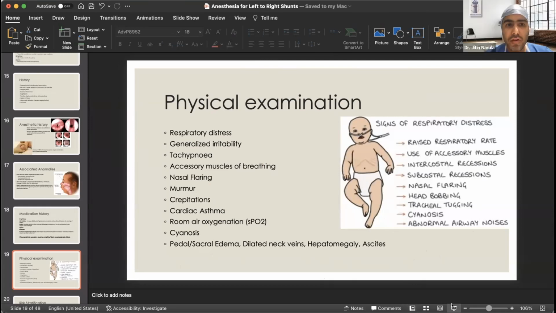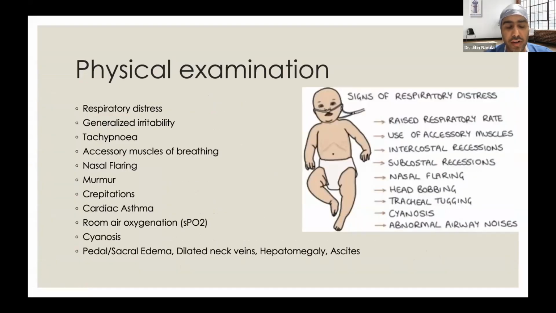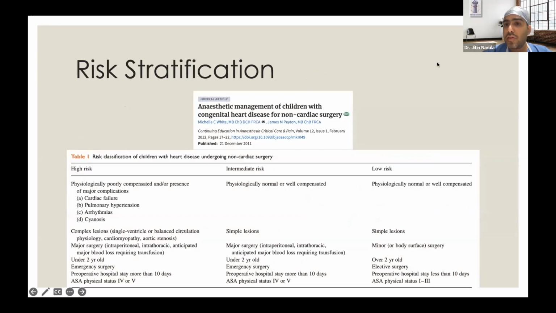So we must physically examine the child and rule out respiratory distress, accessory muscles, nasal flaring, murmurs, crepitations, which are all signs of the child being in cardiac failure, and always check the room air saturation and rule out any cyanosis. Look out for signs of edema like pedal edema, sacral edema, dilated neck veins, hepatomegaly, and ascites. All this we are doing to come to a risk stratification and classify which risk subset the patient belongs to.